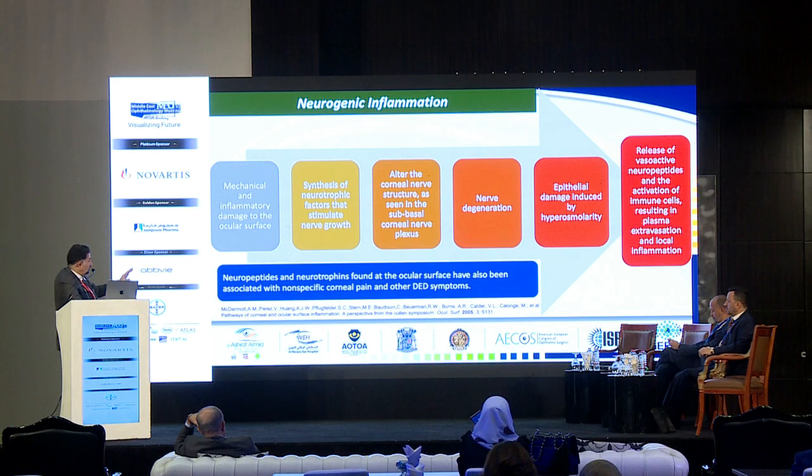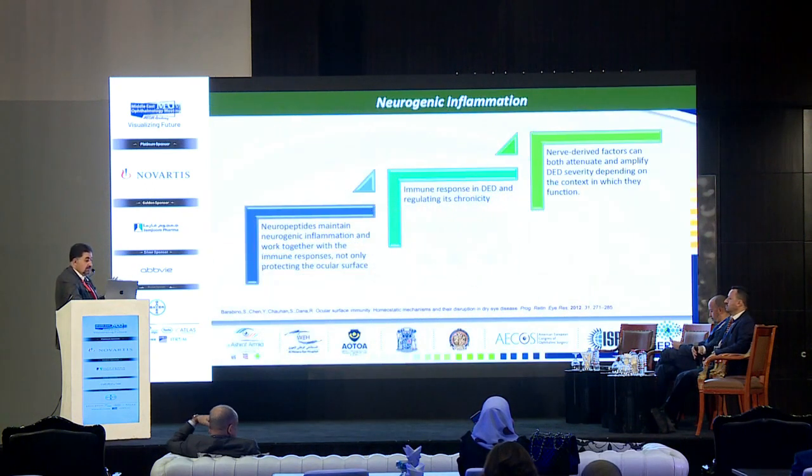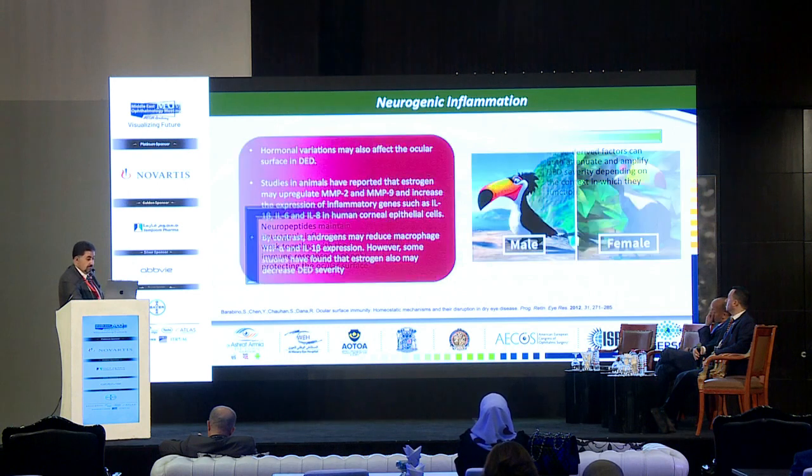So neuropeptides and neurotrophins, these are new things that we should look for in the last years. It was found that the ocular surface has been associated with non-specific corneal pain and other dry eye disease. Again, neurogenic inflammation: neuropeptides maintain the neurogenic inflammation and work together with the immune response, not only protecting the ocular surface, but also leading to immune response in dry eye disease and regulating its chronicity, which leads to nerve deprivation. Factors can both attenuate and amplify the dry eye disease.